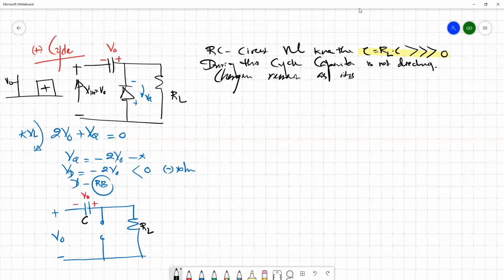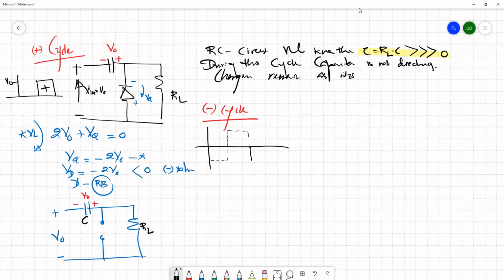So then what happens during this second cycle or this positive cycle? This capacitor doesn't have any chance to discharge through the load. So the voltage stored in the capacitor is kept as it is. Now we'll move to the third cycle. So the third cycle would be again a negative cycle. So then the third cycle would be like this. So we'll discuss two cycles.